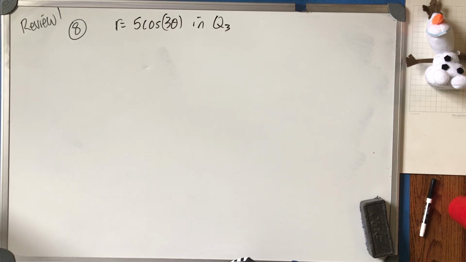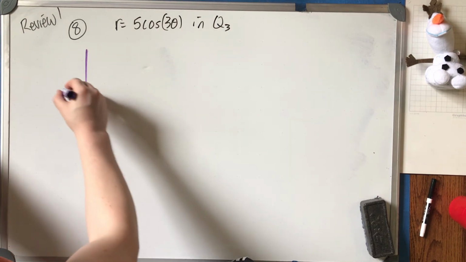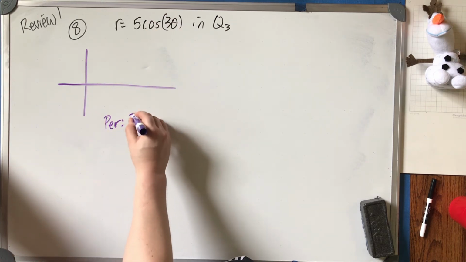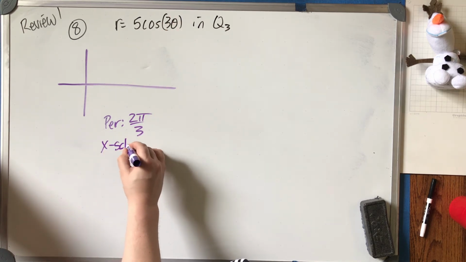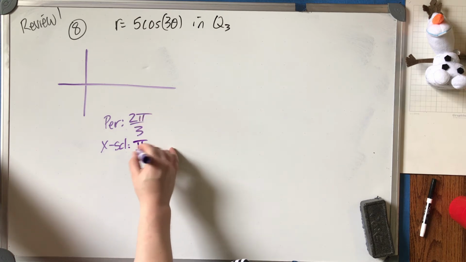I have: find the values of theta between 0 and pi that form the portion of the graph r equals 5 cosine 3 theta in quadrant 3. So I'm just going to quickly sketch a graph of this. I'm going to first start off with the period, which is 2 pi over 3. Remember, we divide by the b value. For the x scale, we take that and divide it by 4, so I'm going to get pi over 6.